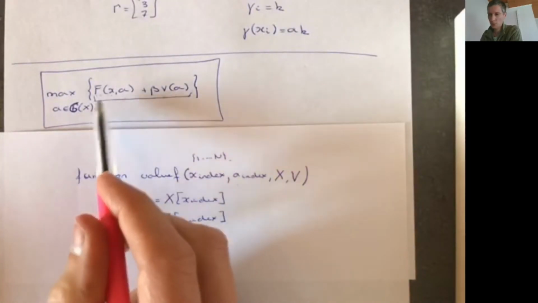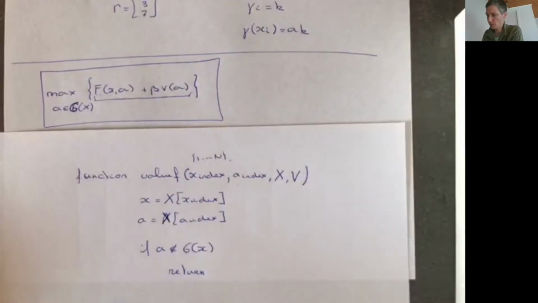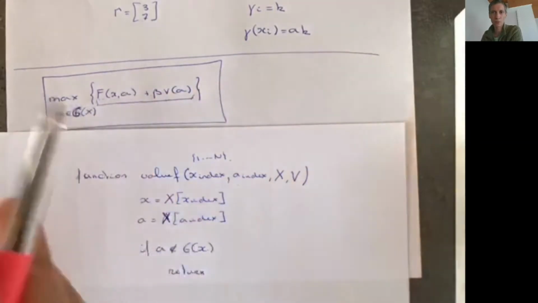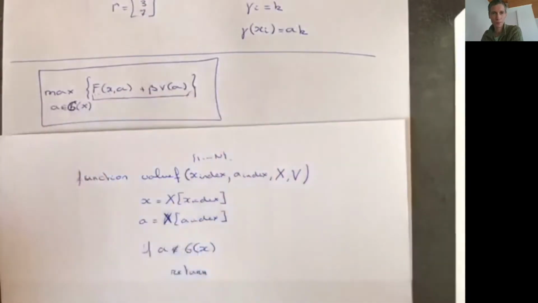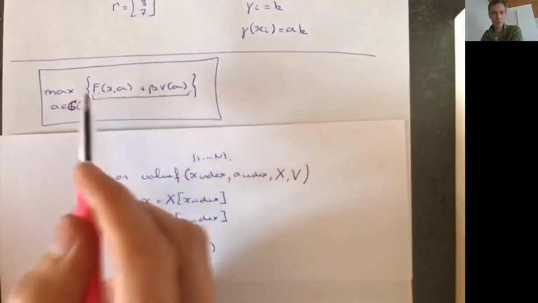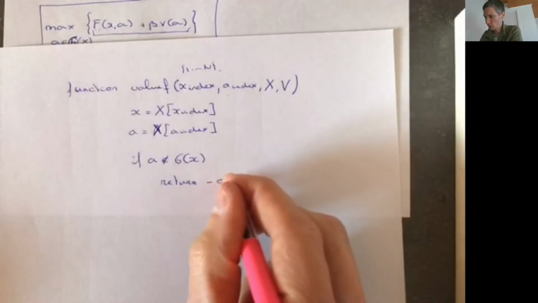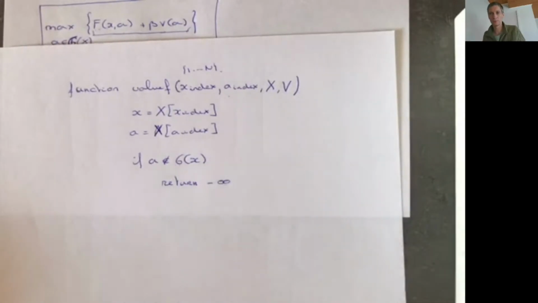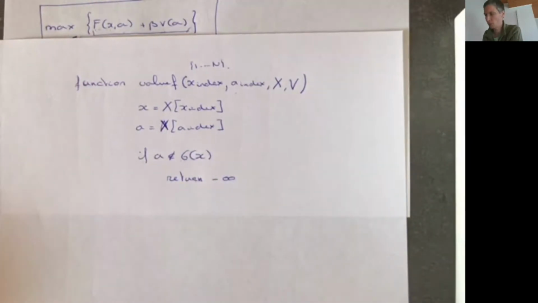If a is not feasible, I cannot compute this, because there's no value here. But because I'm maximizing, what I can do is give it a very, very low value, such that the maximum will never be reached at this value. So basically saying that this is not feasible is just giving it a very low value. So here I'm going to return minus infinity. Minus infinity doesn't exist on the computer, but in several software packages you can use it. It's just a very, very big negative number.